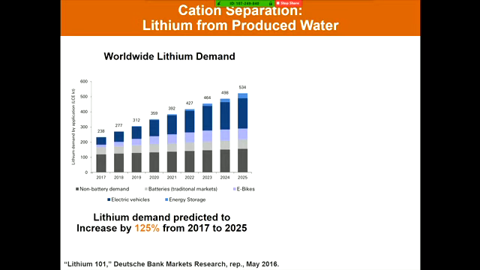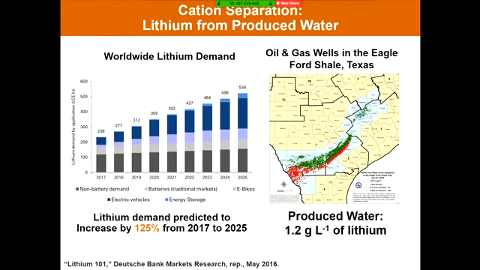And so people have been looking for other sources of lithium, and it turns out that in certain parts of the world, including Central Texas, but in other areas as well, water that is associated with oil and gas wells is often rich in lithium.